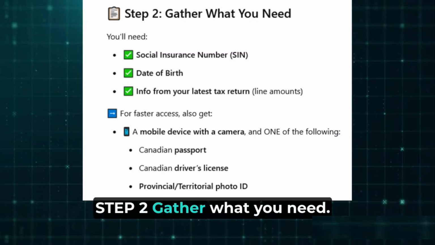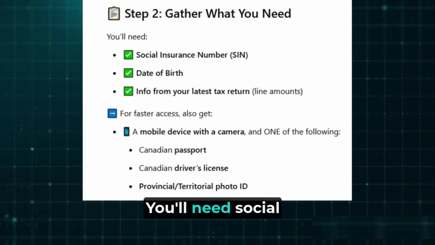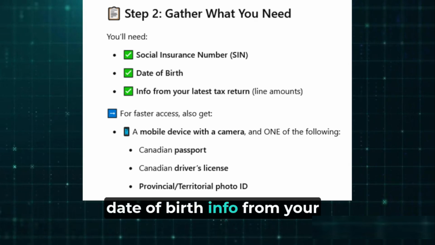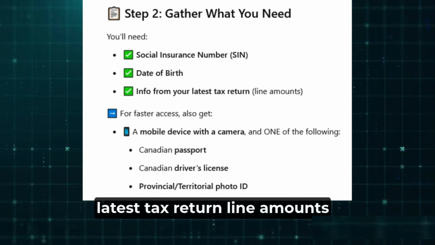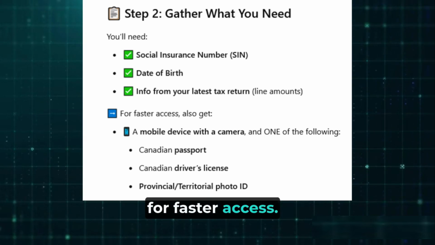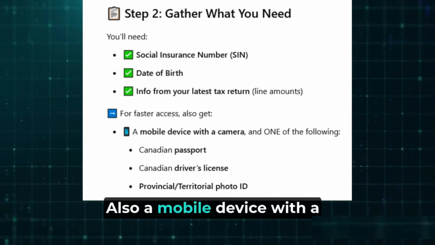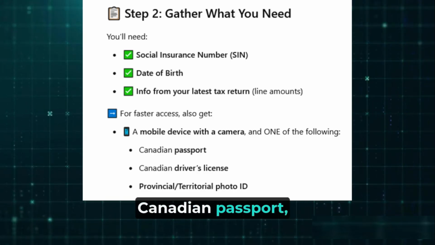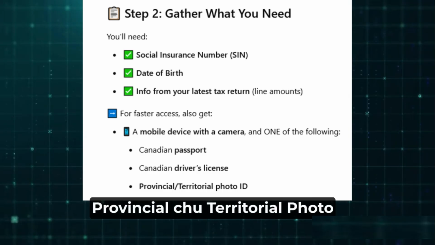Step 2. Gather what you need. You'll need your Social Insurance Number, SIN, date of birth, and info from your latest tax return, line amounts. For faster access, also get a mobile device with a camera and one of the following: Canadian passport, Canadian driver's license, provincial or territorial photo ID.